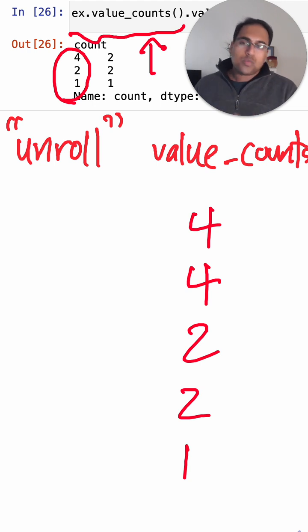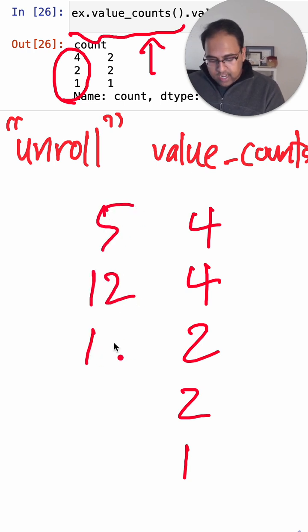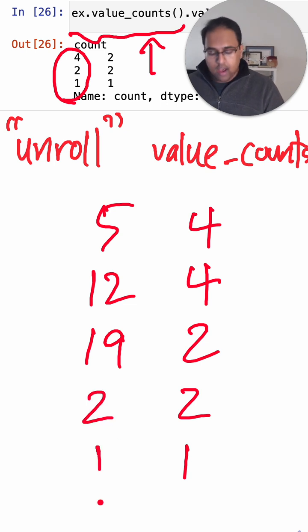Unfortunately, once we call value counts, we lose the information that was in the index of the original series. So this original series here, its index was something like 5, 12, 19, 2, 1, or something like that.